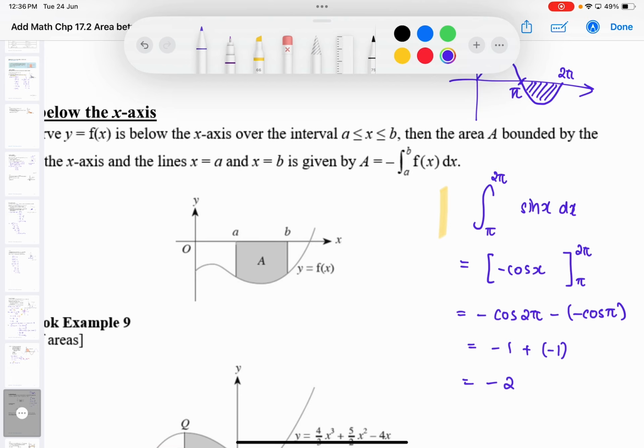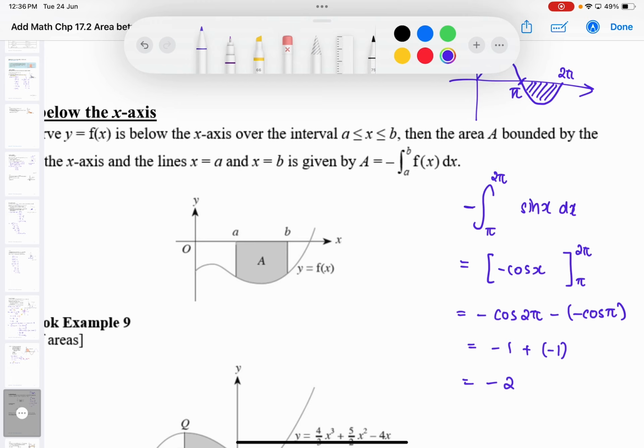But area can be negative or not? Doesn't make sense, right? Area cannot be negative. So that's why we always take, it's actually called the modulus, but modulus is out of your syllabus. So we'll just take the negative of the negative value to make it positive. So if I want to find the area of this, it's actually called the modulus, where you draw 2 lines like that, right? But we removed that already from the syllabus, so it will just be take the negative value.